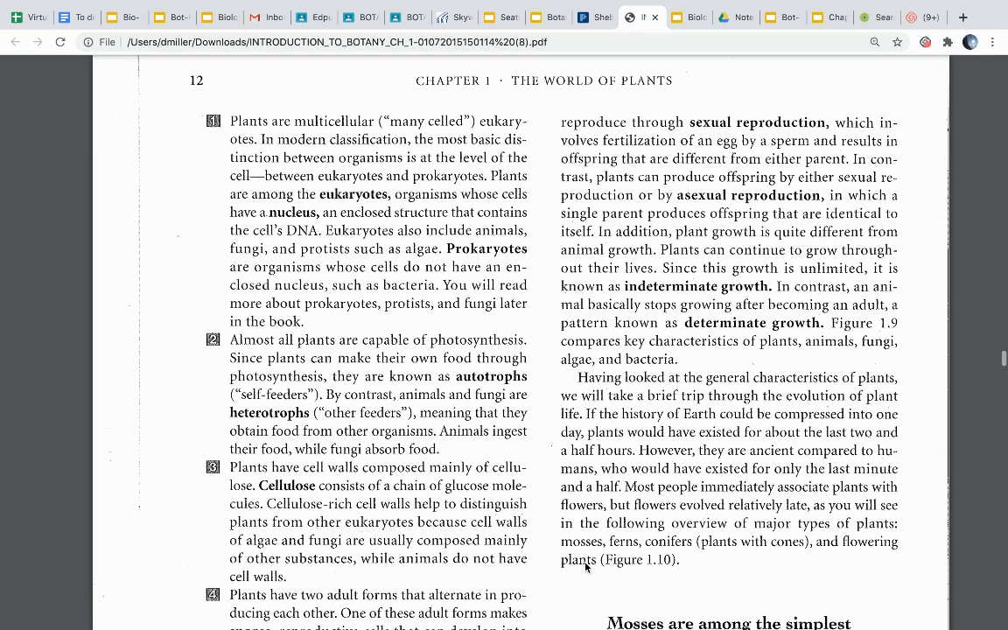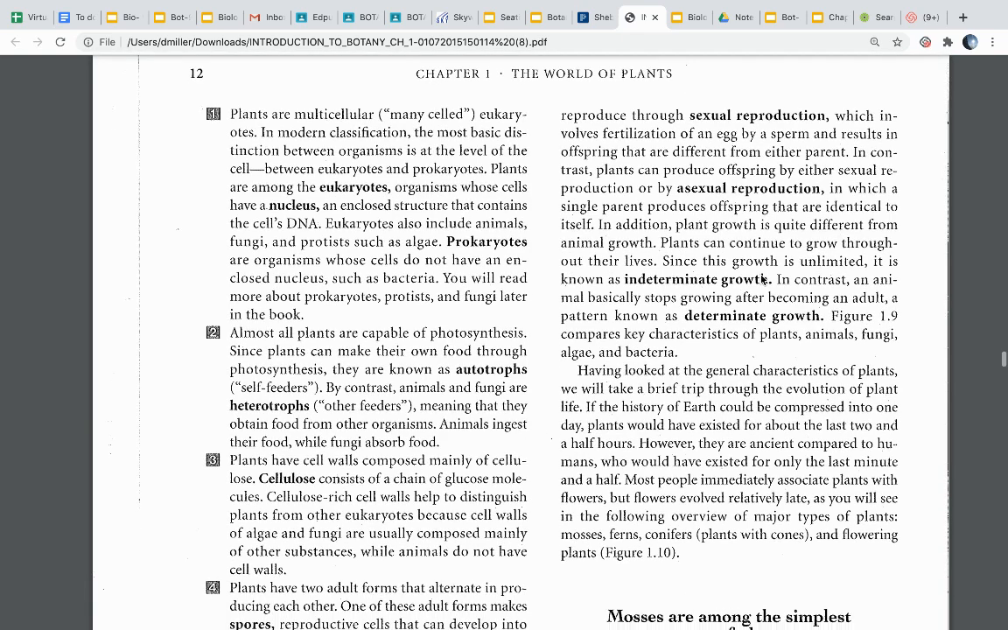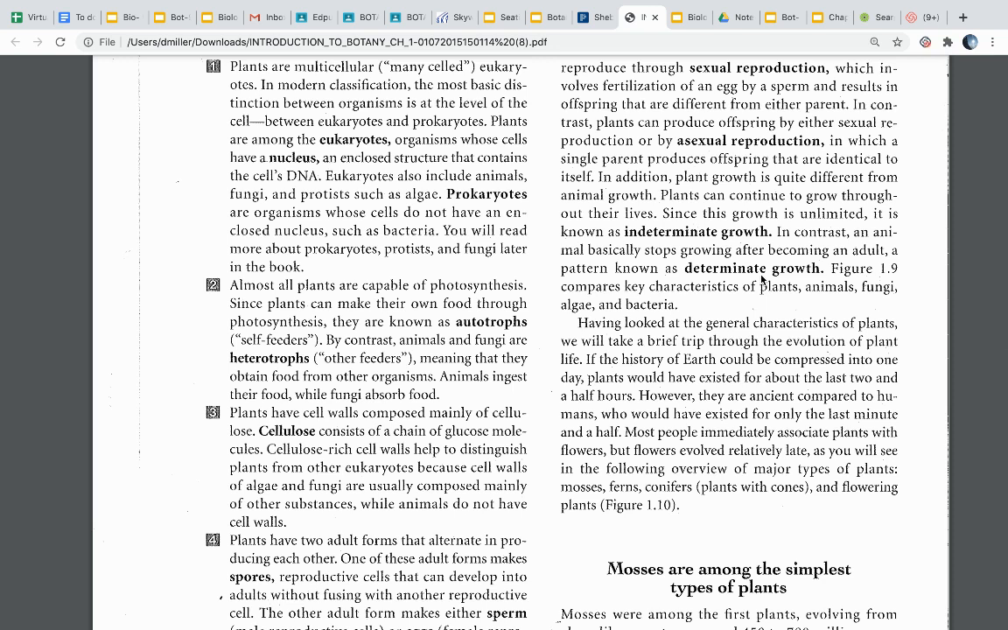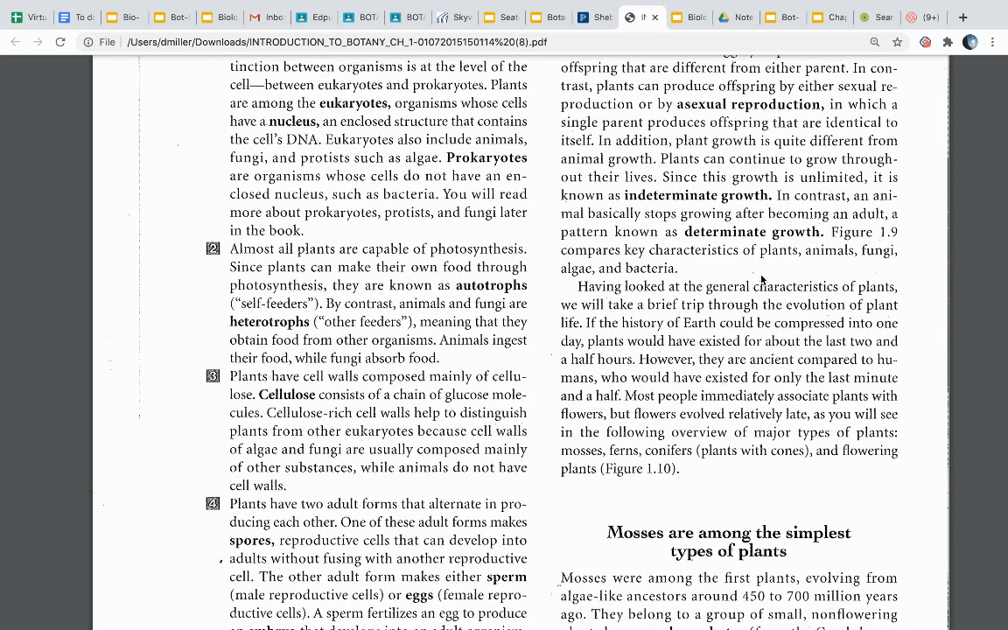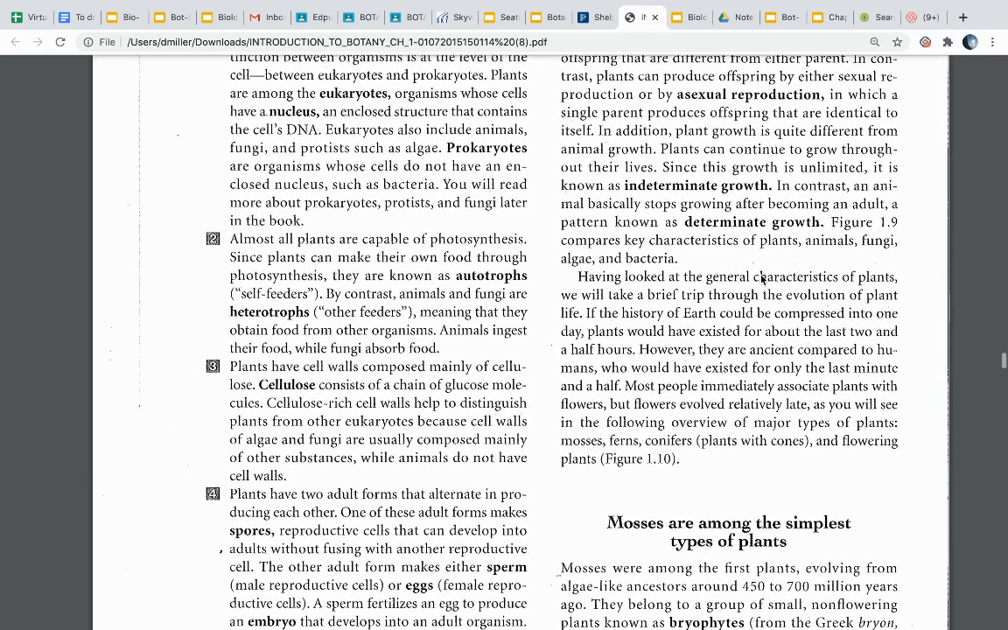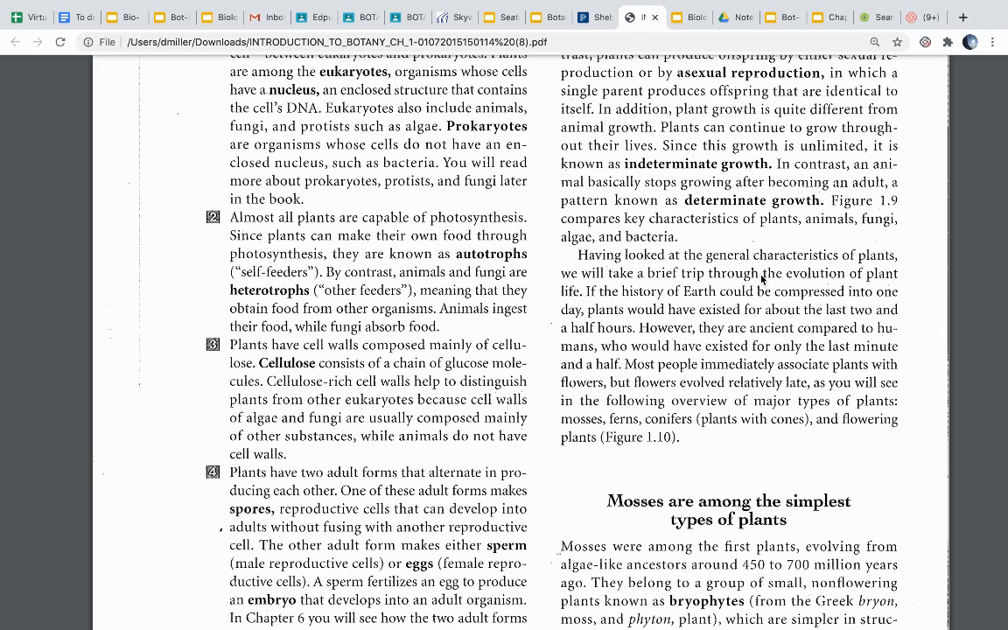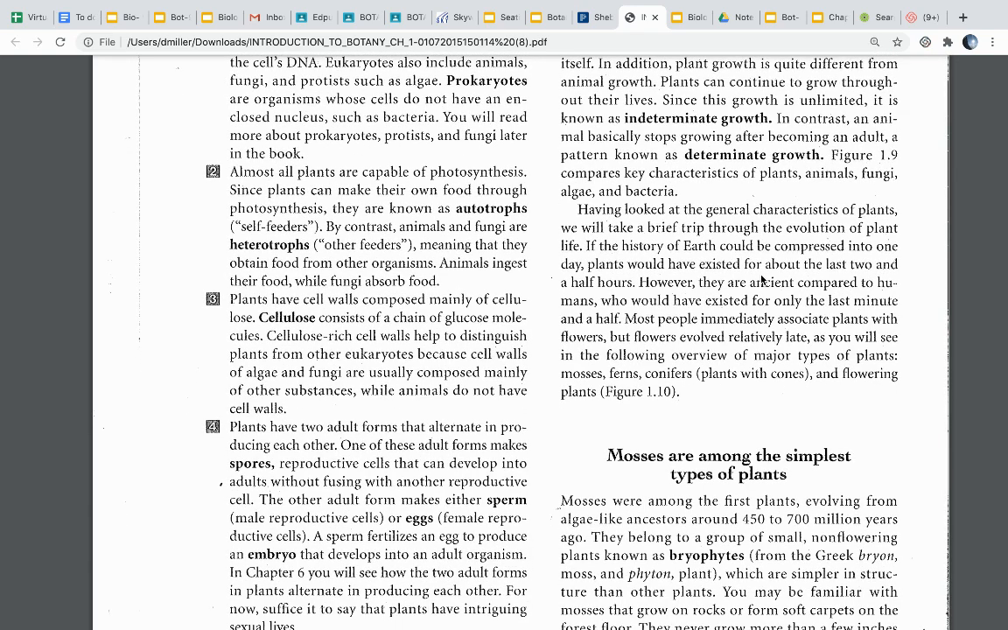In addition, plant growth is quite different from animal growth. Plants can continue to grow throughout their lives. Since this growth is unlimited, it is known as indeterminate growth. In contrast, an animal basically stops growing after becoming an adult, a pattern known as determinate growth. Figure 1.9 compares key characteristics of plants, animals, fungi, algae, and bacteria.